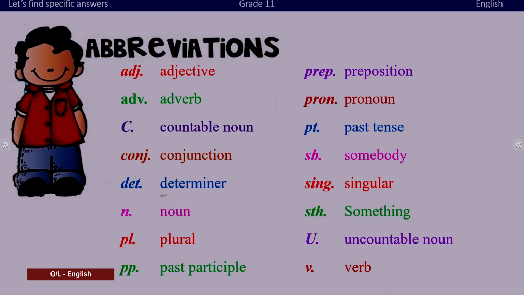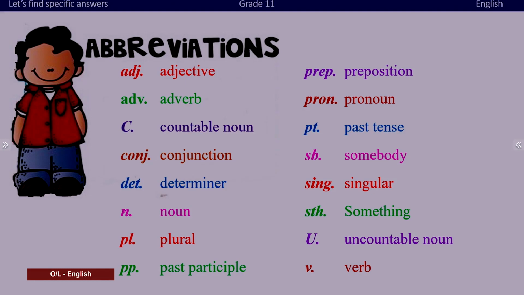For countable noun, you would come across a capital C. For conjunctions, you would definitely see the letters CONJ. And for determiner, it's DET. Noun, a simple N. Plural form, PL. Past participle, you see a double P once again. Preposition, it's the word prep or PREP. Pronoun, pron, PRON. Past tense, you see P and T.